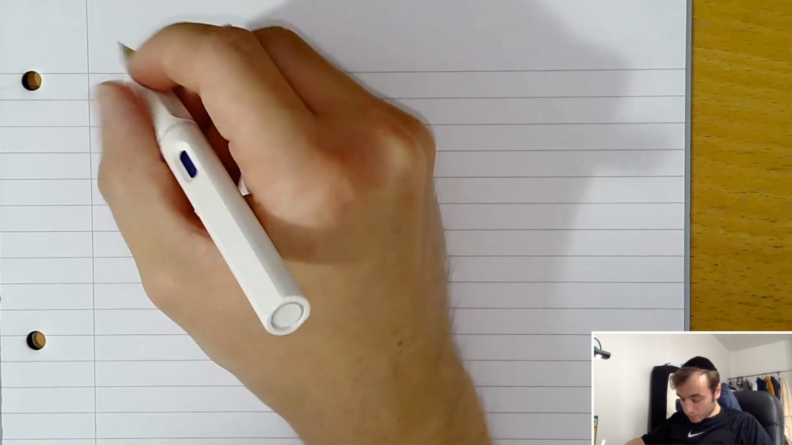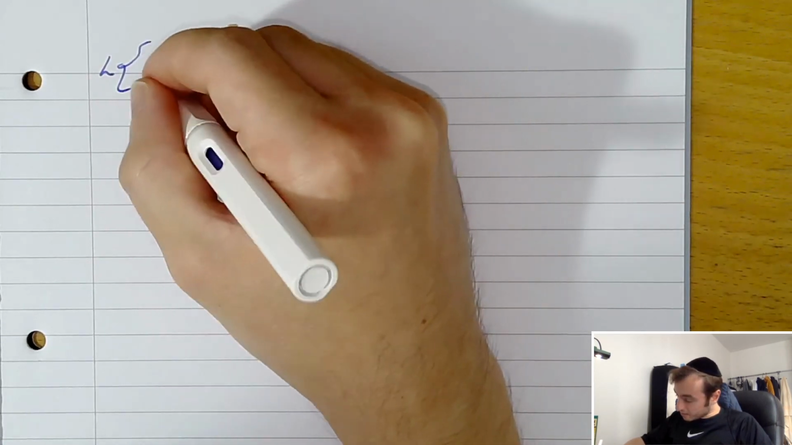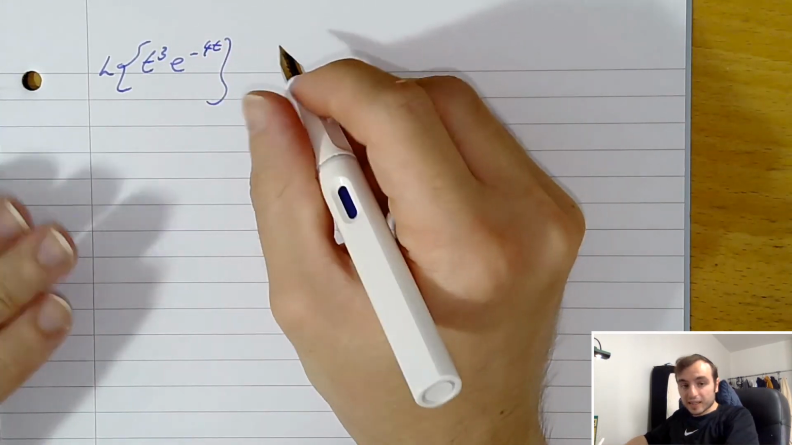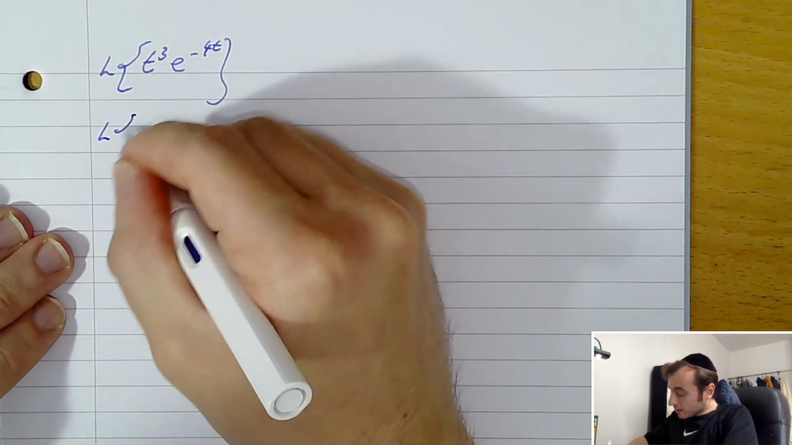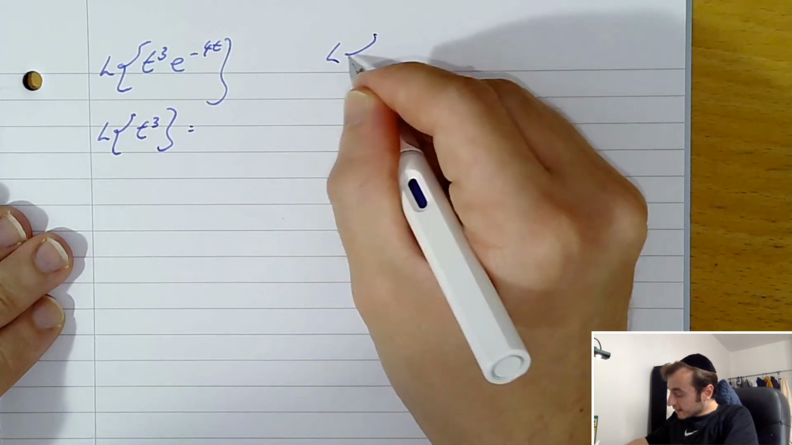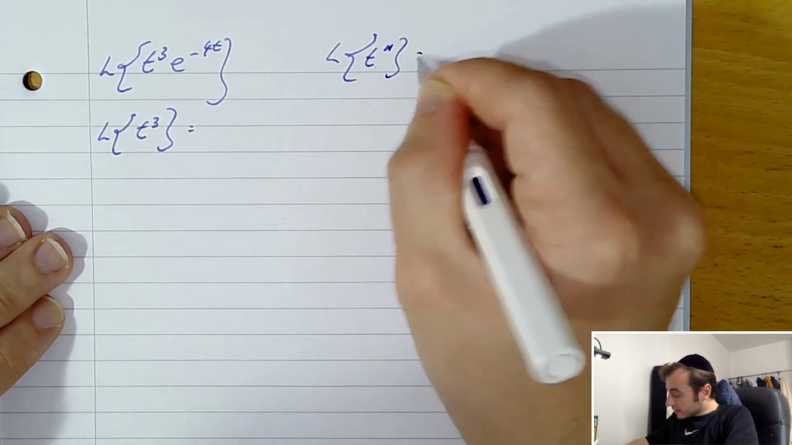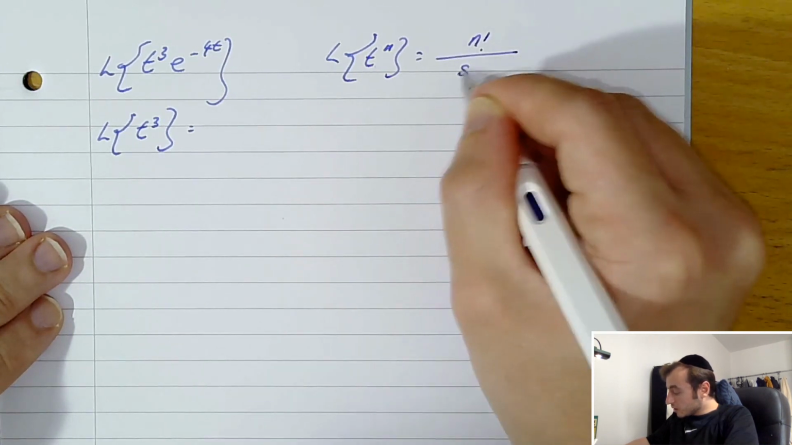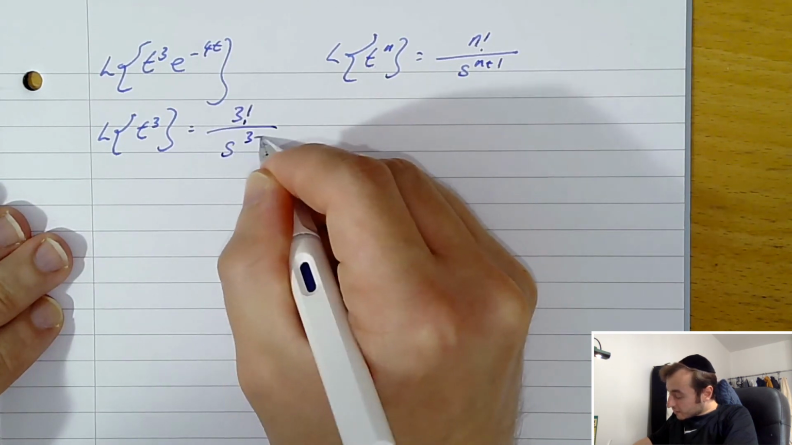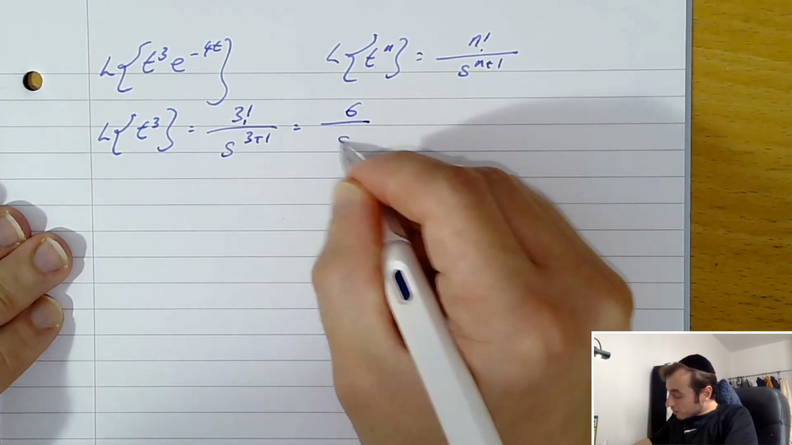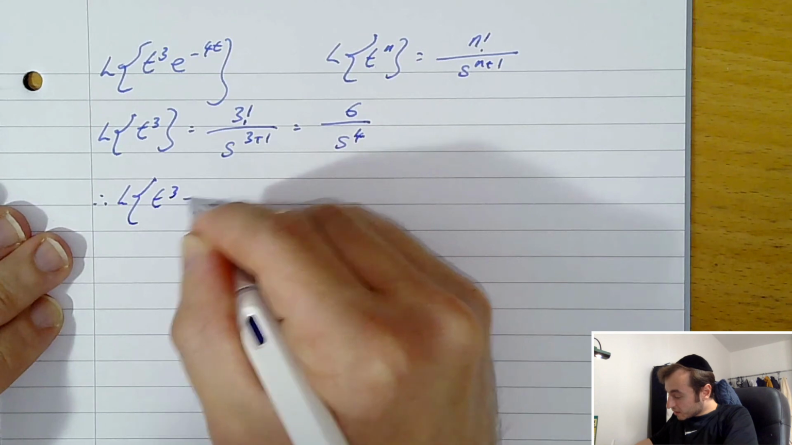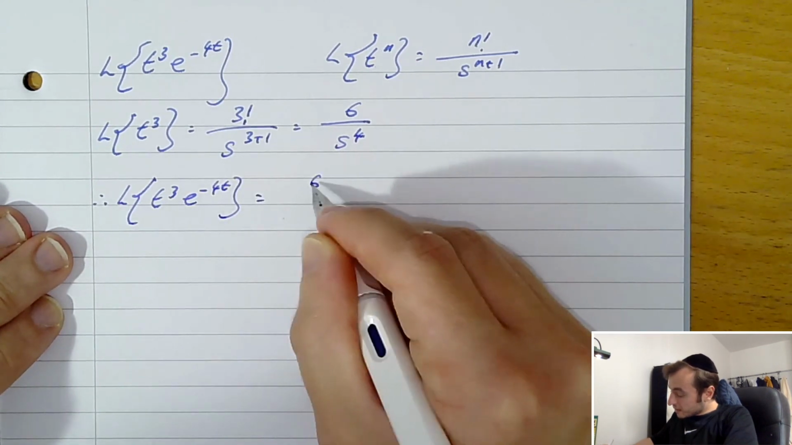Okay, let's do one more. So let's say the Laplace transform of t to the 3, e to the minus 4t. Okay, so first things first, Laplace of t to the n, we know, is a standard transform. It's going to be n factorial on s to the n plus 1. So that's going to be 3 factorial on s to the 3 plus 1 equals 6 on s to the 4. Yeah?